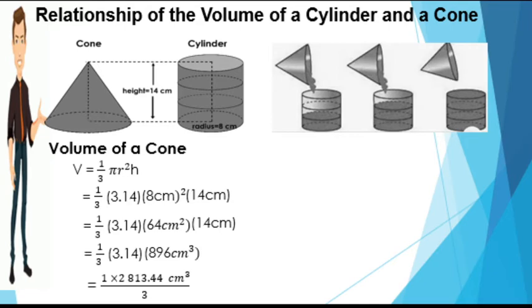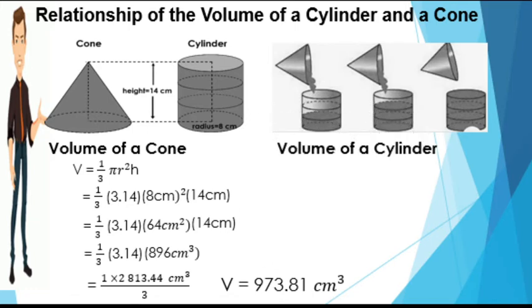That is equals to 2,813.44. So you have to multiply it again by 1. The 1 is still there. Divided by 3. So that is equals to 973.81 cubic centimeter. And that is the volume of a cone.